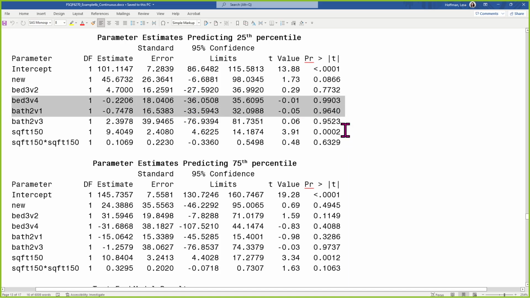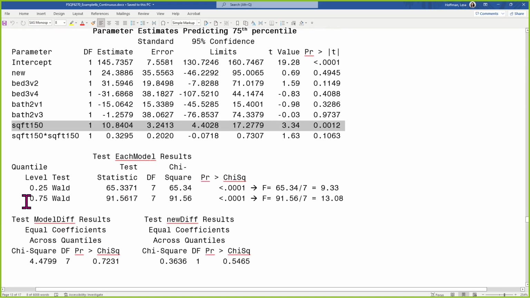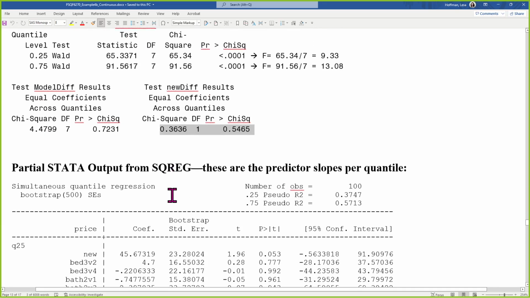So it looks like, yep, square footage. The linear effect of square footage is the only thing that matters significantly according to SAS in predicting the 25th percentile. Bigger houses sell for more money. And down here, the same thing, bigger houses sell for more money. Then here are the test results looking at whether or not the model works. This is whether the model is significant at the 25th percentile and at the 75th percentile. These are the differences across the slopes on the whole, so it looks like overall the model works about the same. And this is the difference for just the one slope as an example.